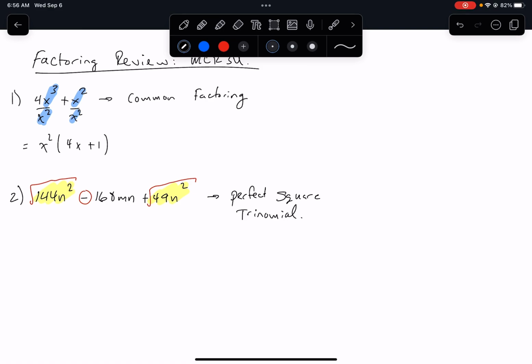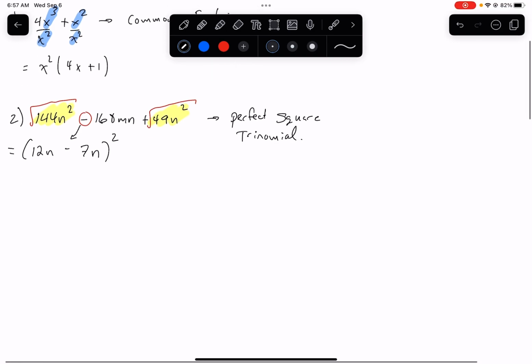Okay, and so we can square root the first. We're going to get 12n, and then we're going to square root the last term. We're going to get 7m, and we take the sign from b, and we know that this thing has to be squared. That's it. And don't forget your equal signs. Okay, number 3.